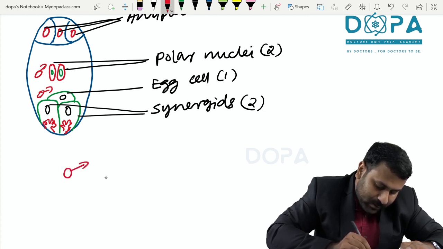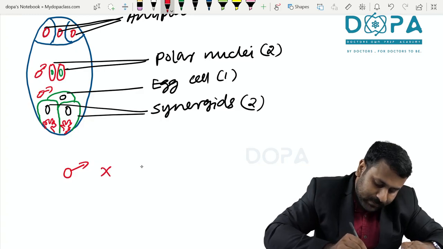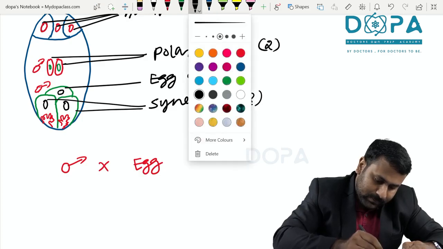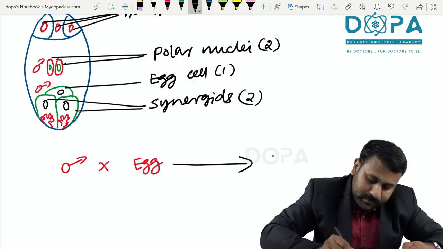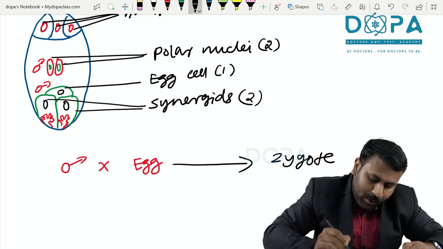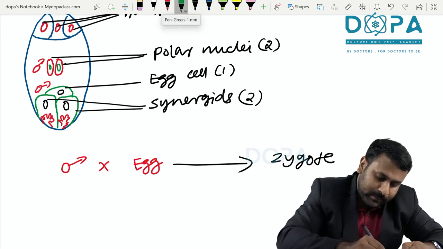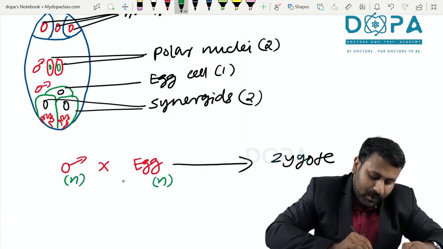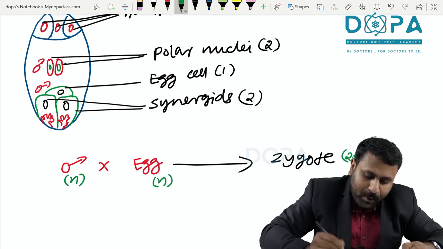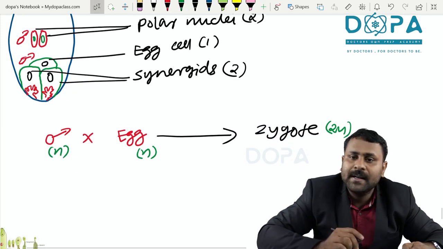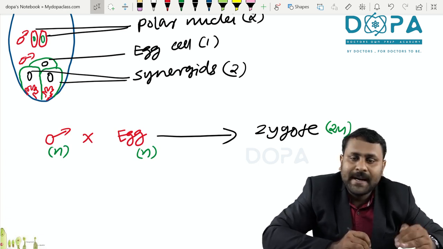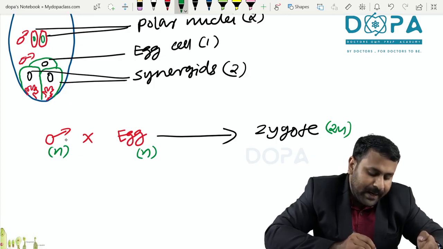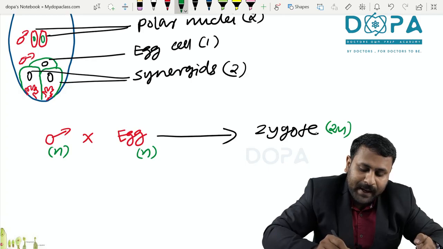Then what happened? 1 male gamete fuses with egg nucleus or egg cell and forms zygote. Male gametes are haploid, female gamete also haploid. So n plus n, 2n, diploid zygote is formed. 2 male gametes are discharged. 1 male gamete fuses with female gamete egg. Haploid male gamete fuses with haploid egg cell and forms diploid zygote.